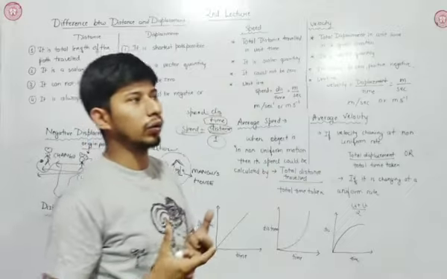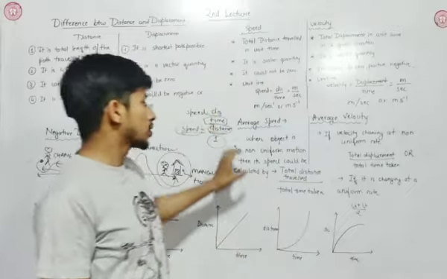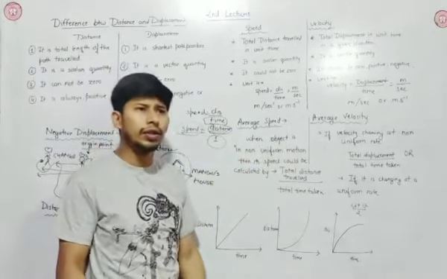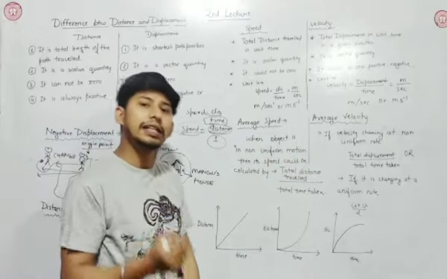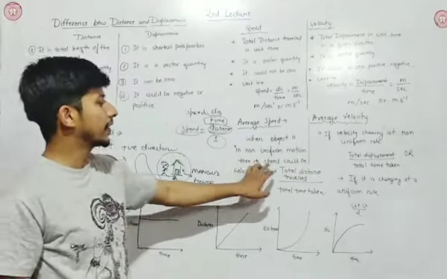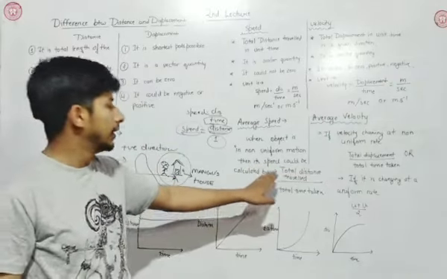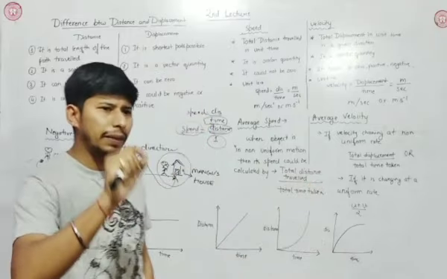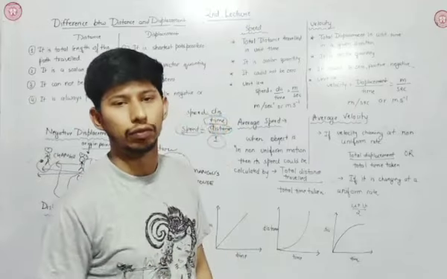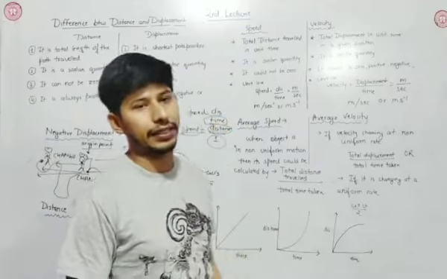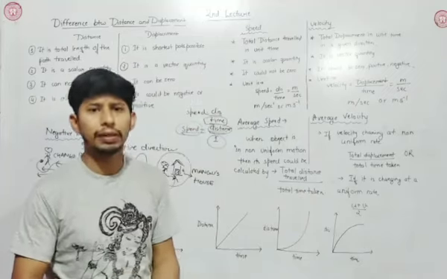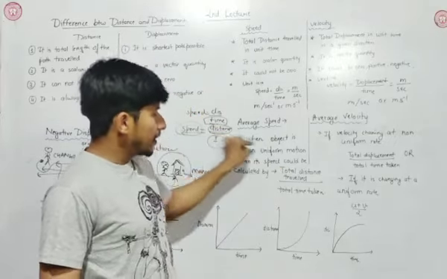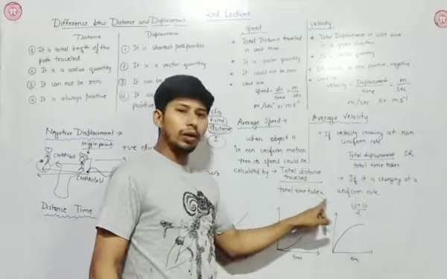So how can we calculate the average speed in that case? The average speed is used when the object is in non-uniform motion. Non-uniform means its speed is continuously changing. In that case its speed could be calculated by the total distance traveled. Here the distance to Bareilly is 50 kilometers, for example, and the total time taken. Suppose it took you 1 hour to reach Bareilly, right? You took 1 hour. So the average speed would be 50 kilometers upon 1 hour.